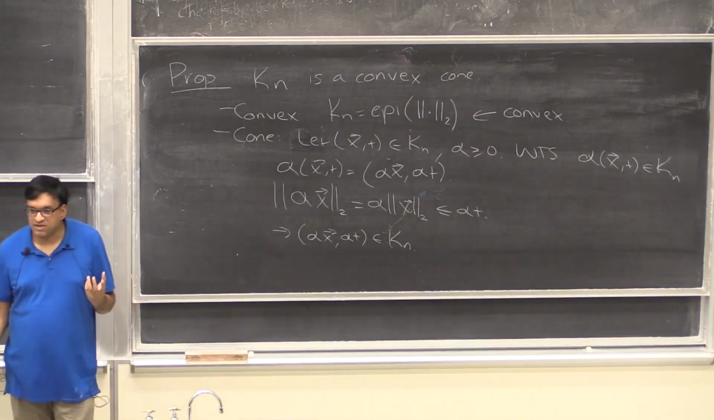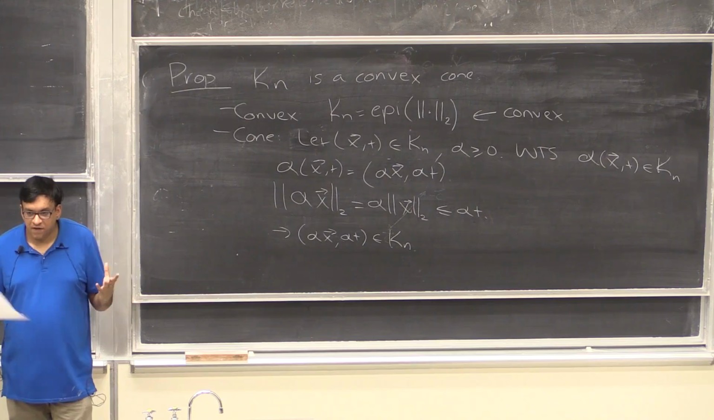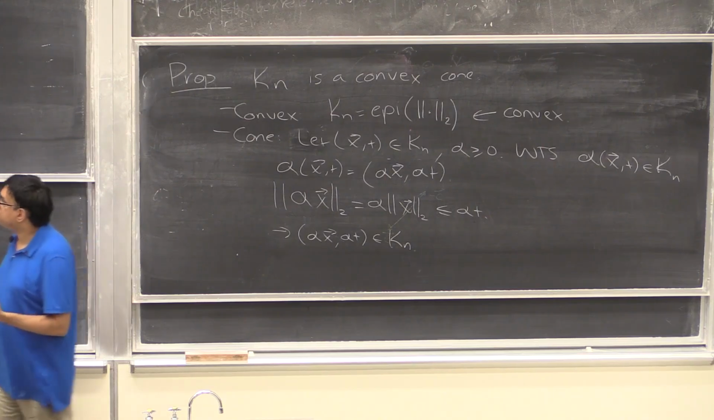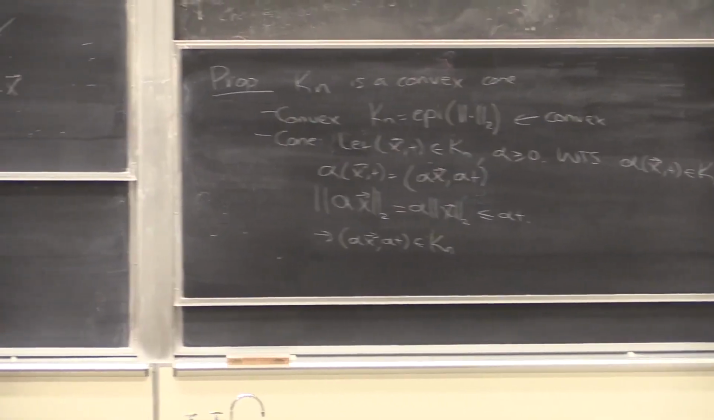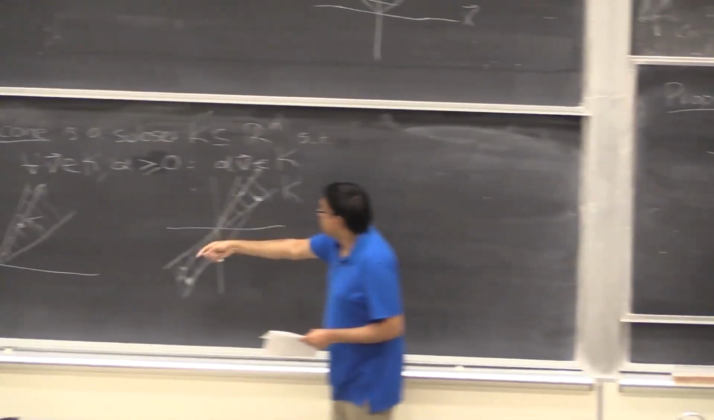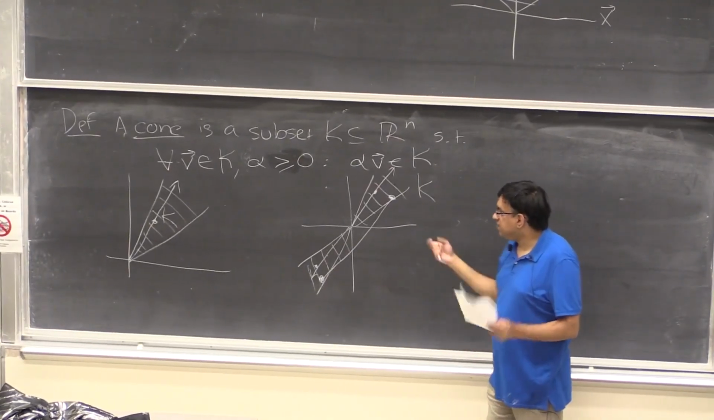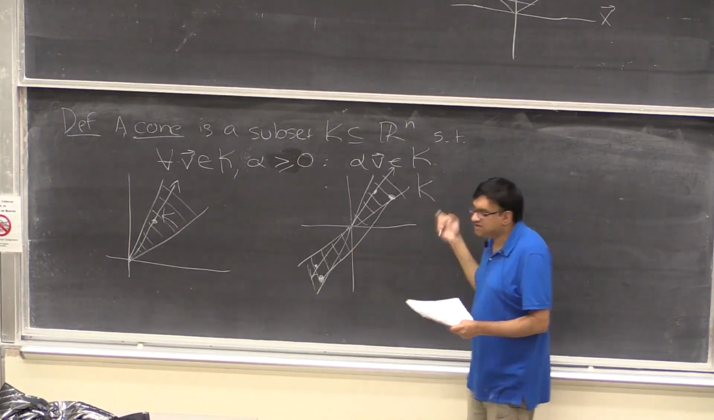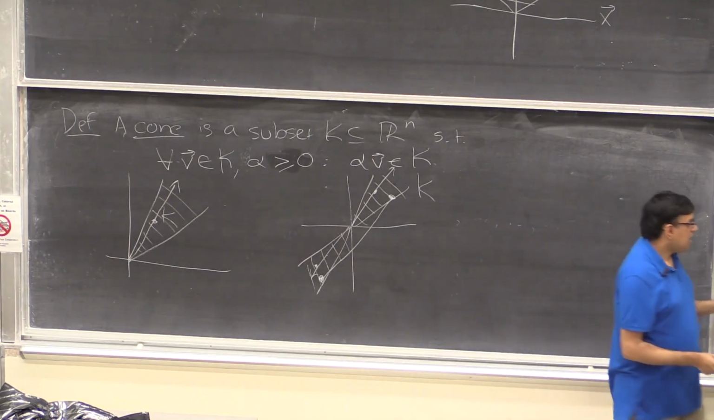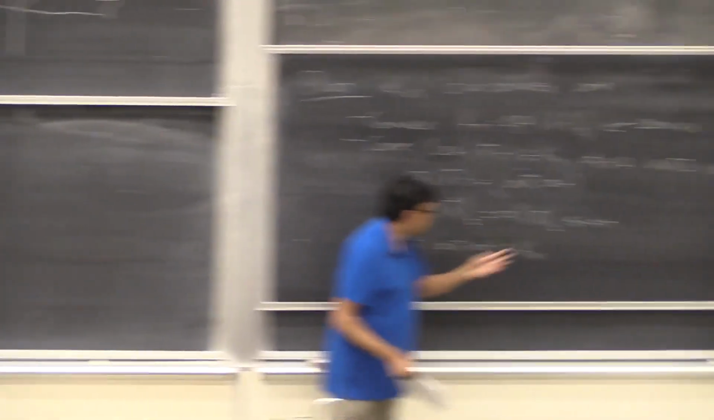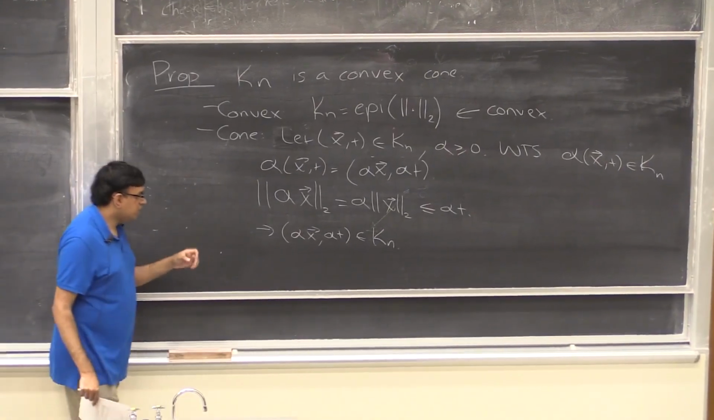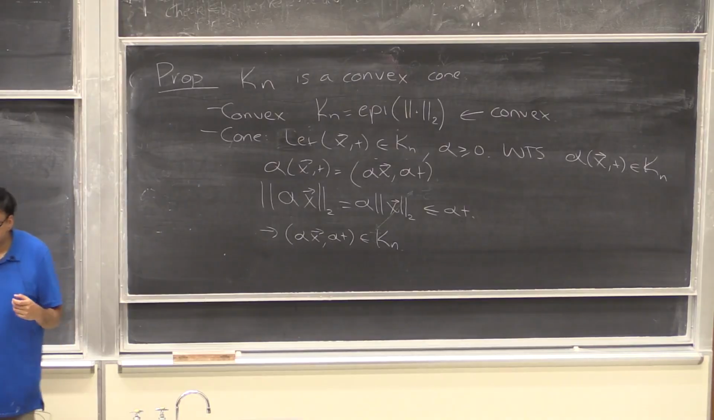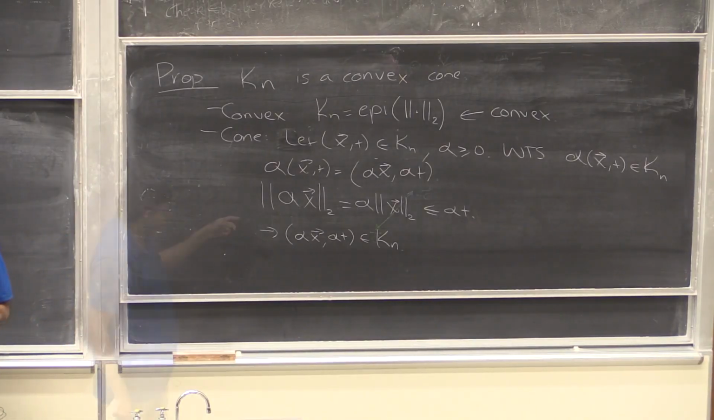we want to show that alpha times (x, t) is also inside the set, because this is the definition of a cone. For any vector v in the cone and any alpha greater than 0, alpha times v is in the cone. And if you just do these two inequalities over here, you'll show that alpha times (x, t) is also in the set, and that makes the set a cone.